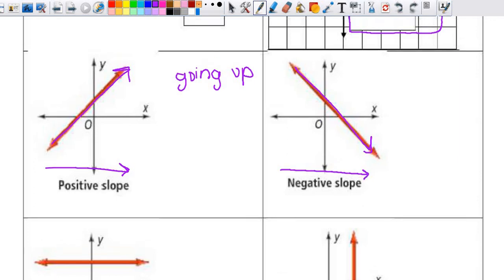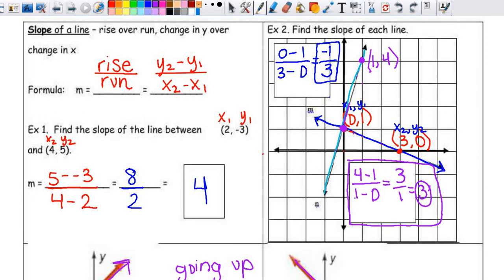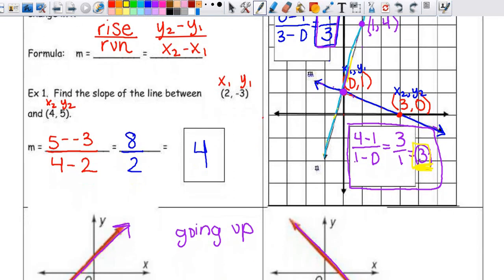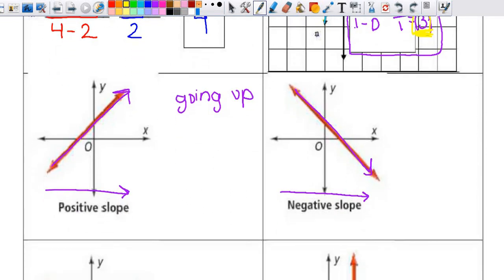So if we look at those examples from up here, line M, the first one that we did, was going down as we read from left to right, and our answer was negative. And so that's exactly right. It's a good check that we did the slope accurately. And now line N was going up as we read from left to right, and we got a positive slope. So it is a good way to check your answers to know whether or not you should have a positive or a negative answer when you are done.